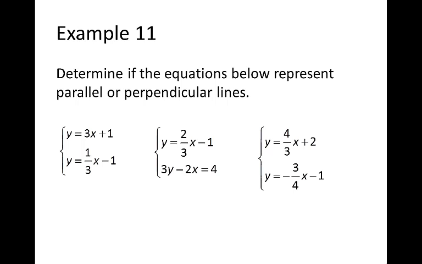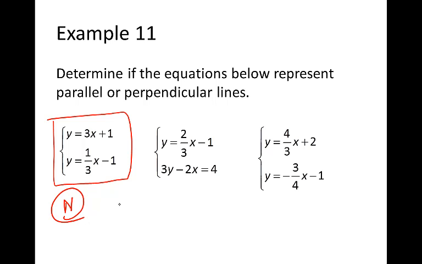Okay, so determine if the equations below represent parallel or perpendicular lines. So we're looking just at each individual set here. So this first set right here. Are these lines parallel, perpendicular, or neither? So they're certainly not the same, right? This one has a slope of 3, this one has a slope of 1/3. So they're not parallel. How about are they perpendicular? Are they negative reciprocals of each other? They're reciprocals, but they're not negative reciprocals. They have exactly the same sign. Perpendicular lines will always have opposite signs. So these are neither. We'll say N for neither.